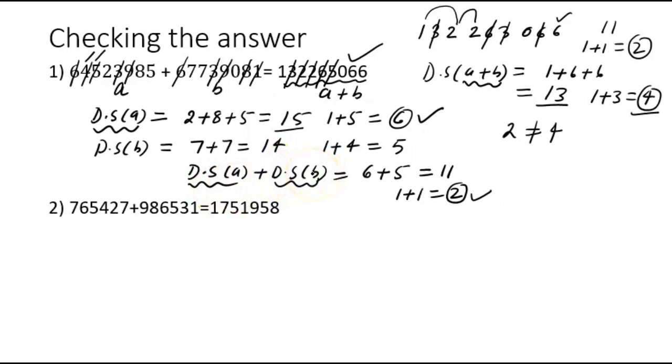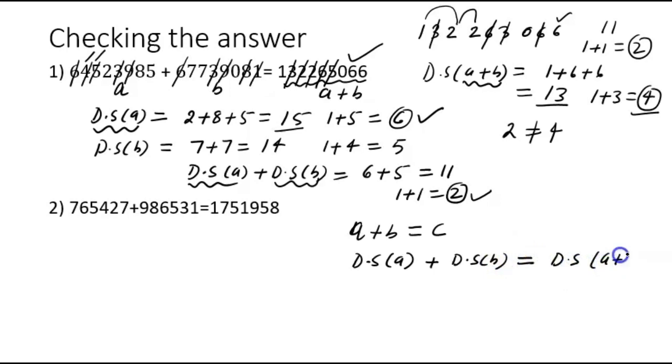So what is the process we have followed? If I have to check whether the sum of two numbers A plus B is equal to C, whether it is correct or not, we first calculate the digit sum of the number A, then we calculate the digit sum of the number B, and we check whether this is equal to the digit sum of the number A plus B or not. If the sum is correct, then the digit sum is equal. If it is not correct, then the digit sum will not be equal.